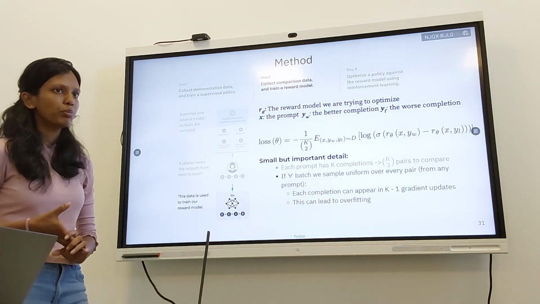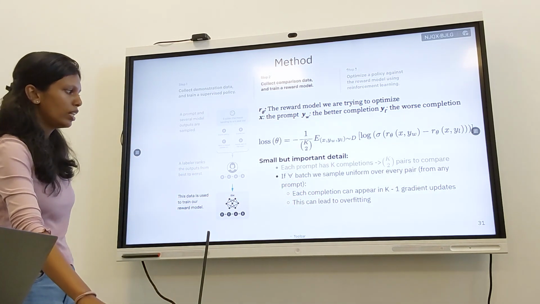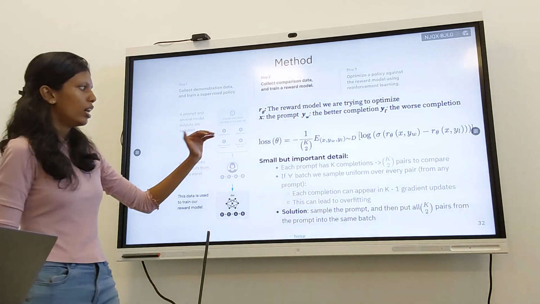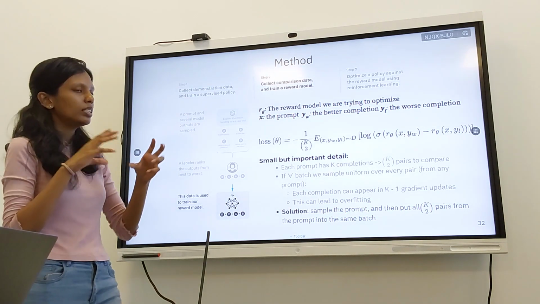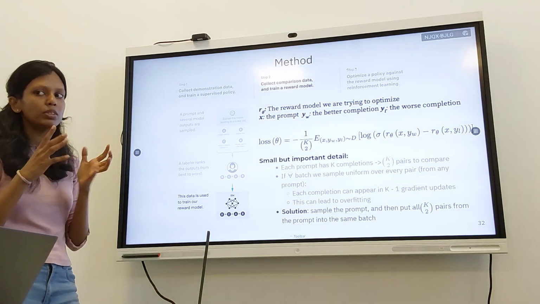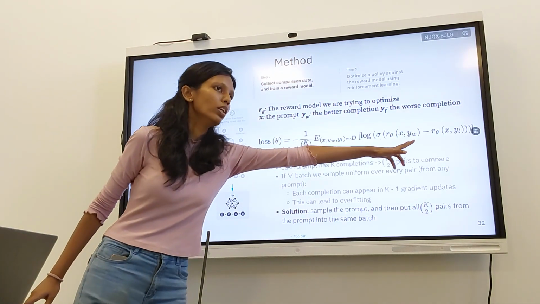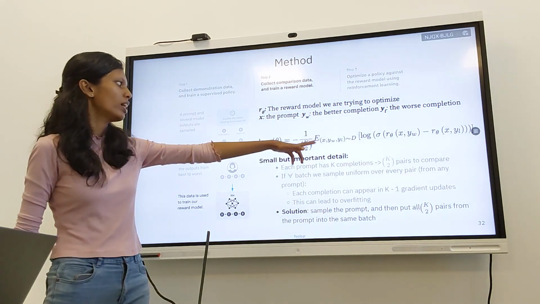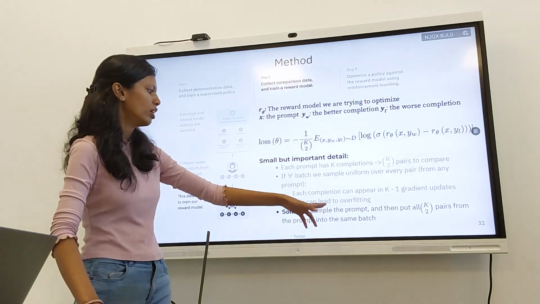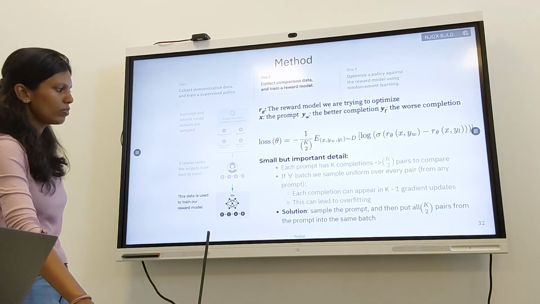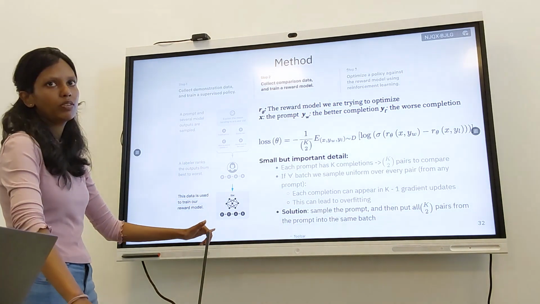This is very computationally expensive, and it also leads to overfitting. So what they do is batch the prompt: all 6 pairs are considered as a whole batch, and then they calculate these logits and take the average of them. That's what this part is. This is basically done to remove the overfitting problem. And so now we have the trained reward model.